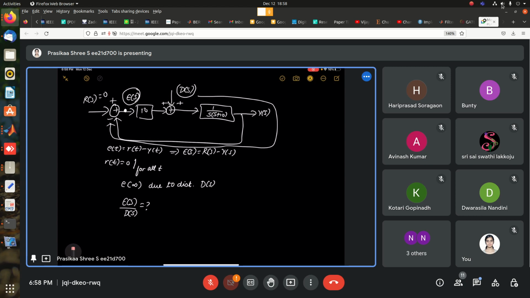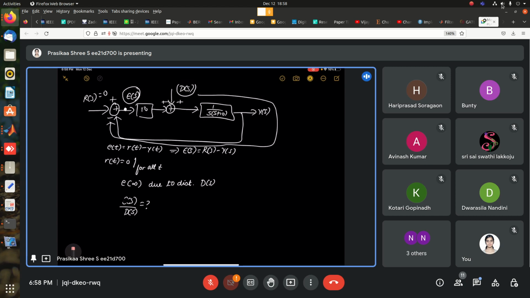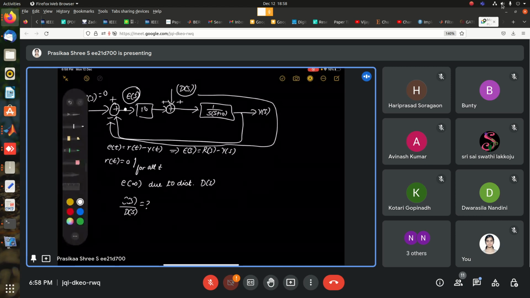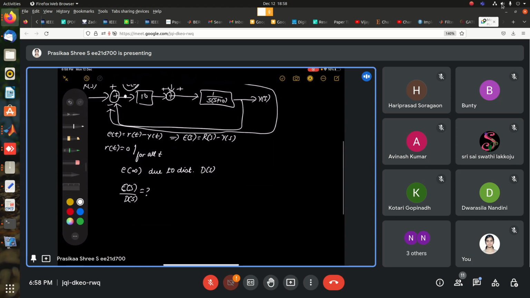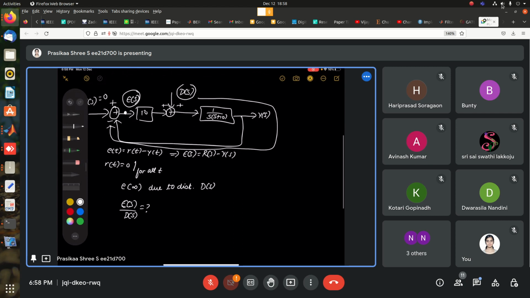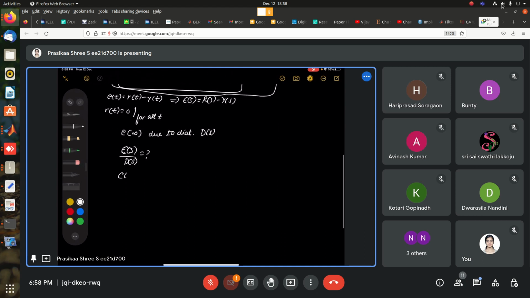So now we can do like this, where we need to find out e of s with respect to the input d of s. Only then you can find out what is the error caused by the unit step input that you are giving into the system. So you can either form the signal flow graph and compute the transfer function, or you can go by the conventional way, where from equation 1, you have e of s is equal to minus y of s, since r of s is equal to 0, right?